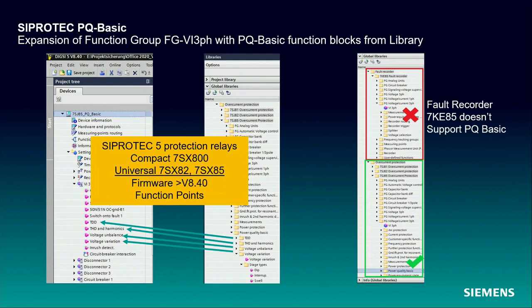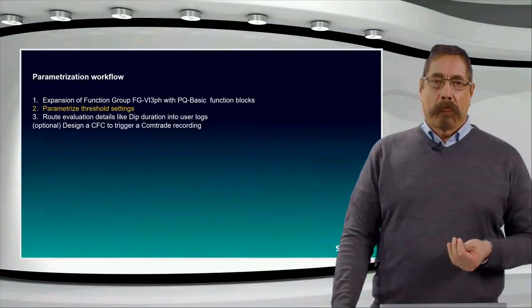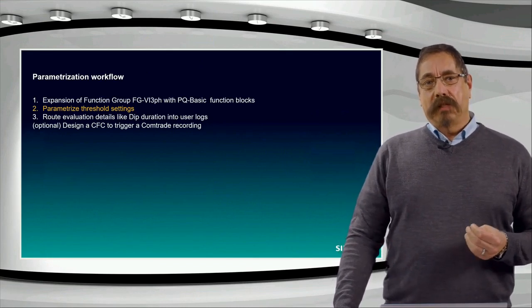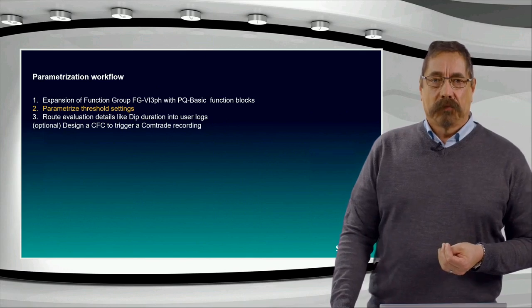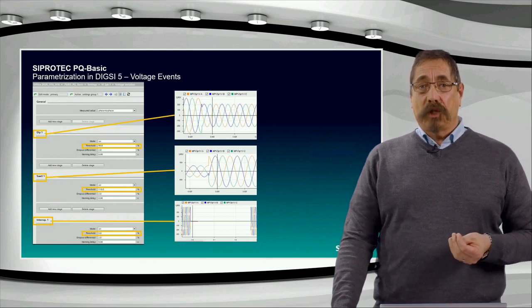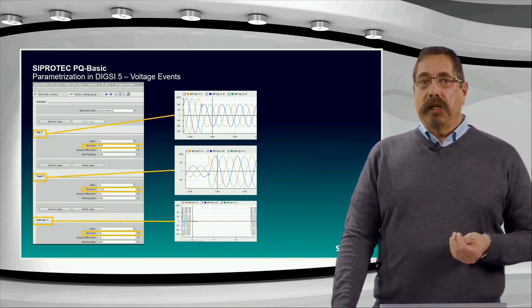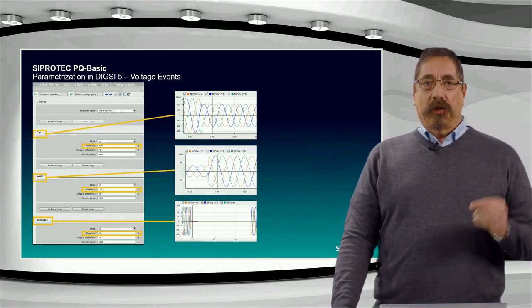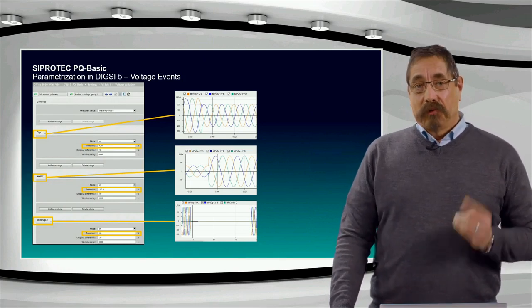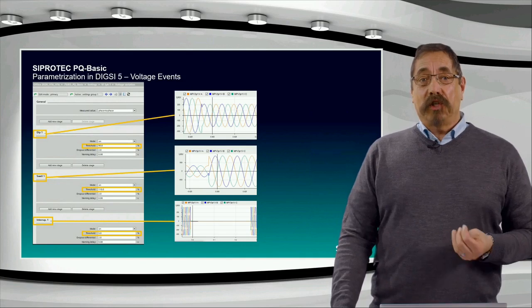The only device which is not implementing BQ Basic is the fault recorder 7KE85, because the 7KE85 already has more comprehensive measurement methods implemented. Now let us take a look at the default settings for the voltage events: dip, swell, and interruption. We can see that the dip is predefined with 90% of nominal voltage, the swell with 110%, and the interruption will be detected when the voltage signal drops below 5%. Unfortunately, the default mode is off. Do not forget to change the settings for each event type to on.